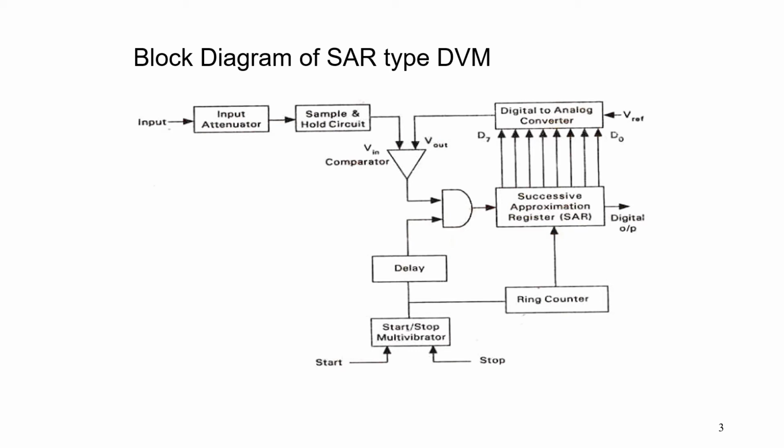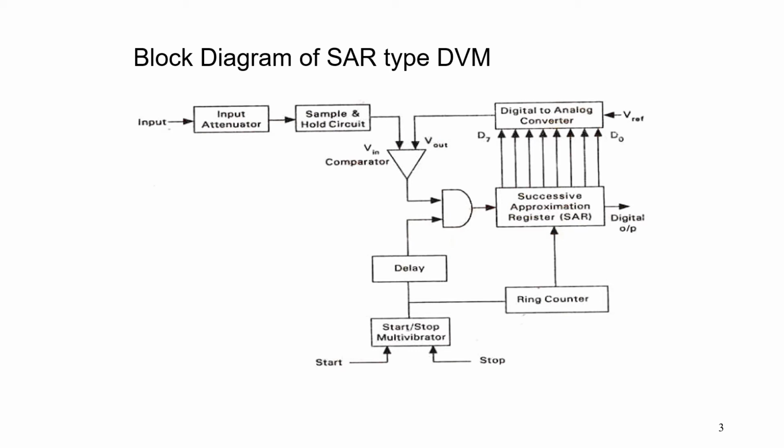This initial setting of the register causes the output of the D to A converter to be half of the reference voltage, that is half of V. If V reference is V, then the D to A converter output is half of the reference voltage. This converter output is compared to the unknown input voltage by the comparator.